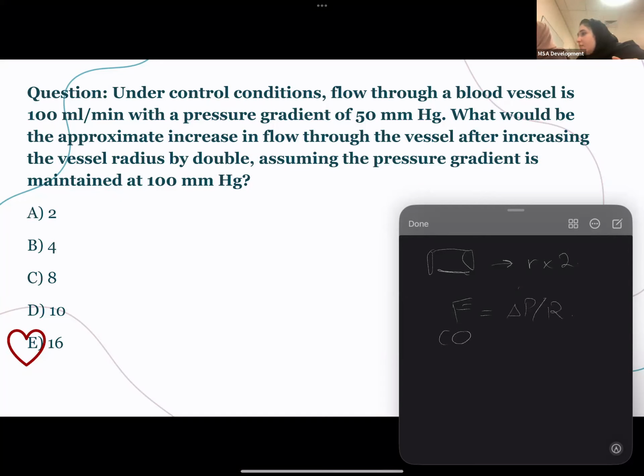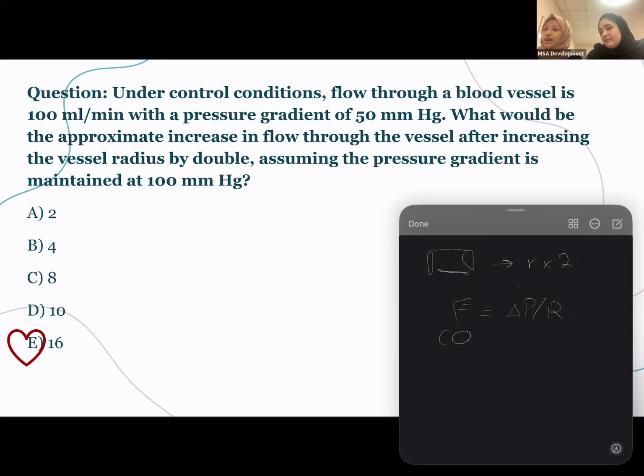Is there a typo or something during the pressure reading? Oh, maybe that's why. Isn't the pressure gradient maintained? Isn't it double though? No, the radius is double. Sorry, I don't know. I copied this question from a source, but anyways, it's fine. I'll fix that and I'll send it. But you can see that the pressure gradient is maintained, so that means it stays the same, like it stays at 100.